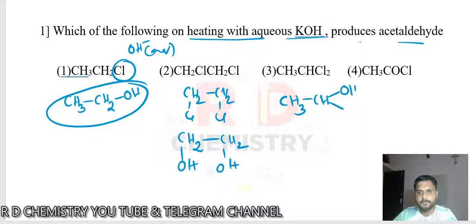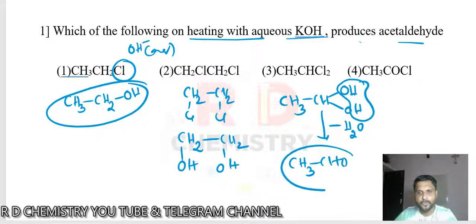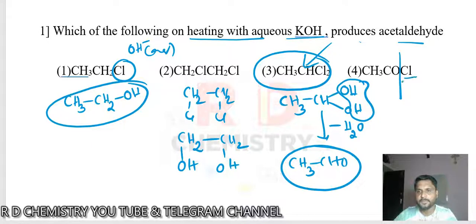the Cl should be replaced by the OH group. Nucleophilic substitution reaction. If there are 2 OH groups on the same carbon atom, it loses a water molecule to give finally CH3CHO. So we are going to get acetaldehyde from the third option. Third one is the answer. What about the fourth one? Break this carbonyl Cl bond. So we'll get CH3CO. Instead of Cl, write OH, we'll get acetic acid. Answer for this question is option number 3. Okay.